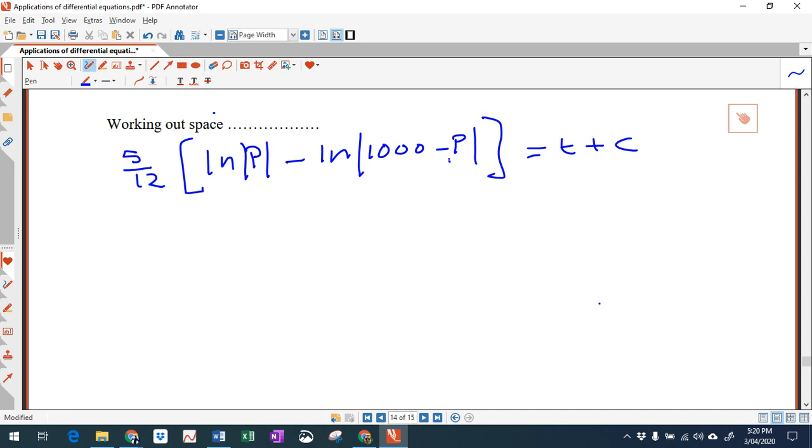Okay, so from there, we could say that this is 5/12 log of P over the absolute value of 1000 − P, using our log laws, equals t + c.